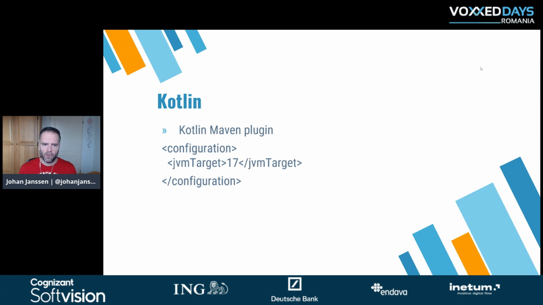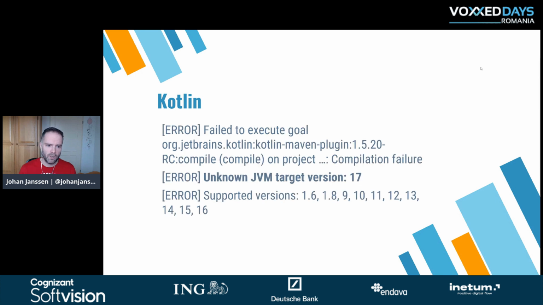For the Kotlin Maven plugin, I tried to run that on Java 17 as a JVM target, but I got a really clear exception, unknown target version 17, so it wasn't supported yet. I checked quite recently, and I think the latest version still doesn't support it. Probably sometime in the future they will support it. For now, you can simply use Java 16 to run on Java 17 as well. So that's the workaround for now.